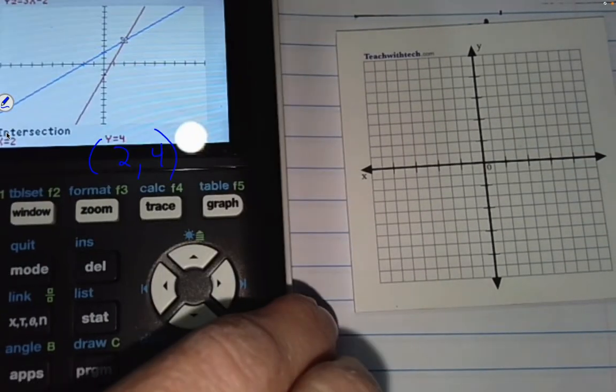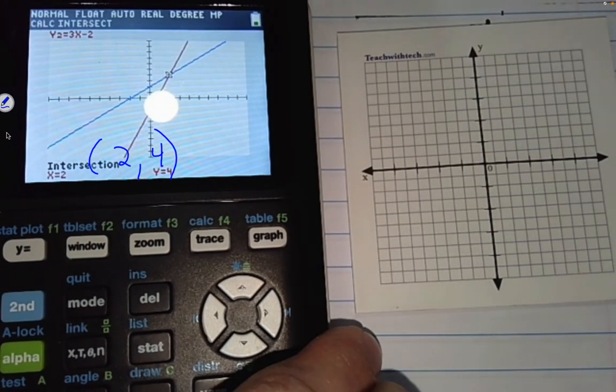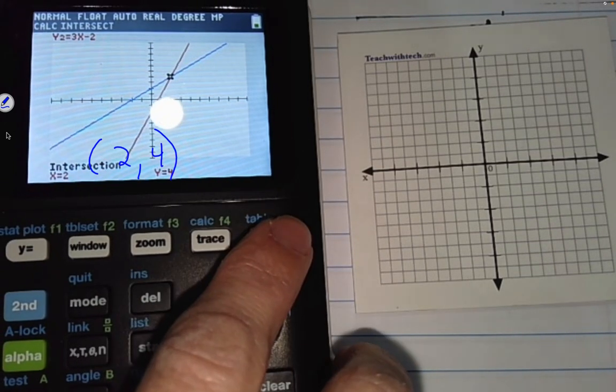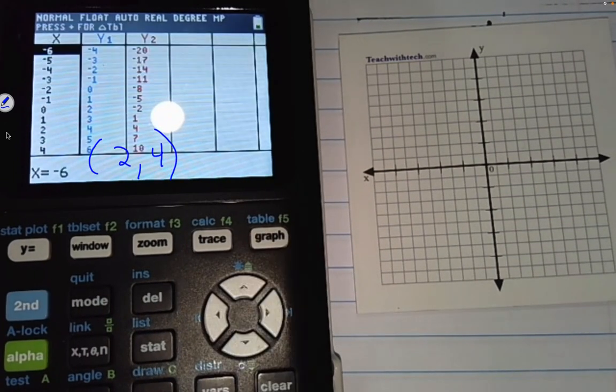So you're going to press on your calculator. I know that answer's right there. That's fine. We need to go to our table. So press second table. And do you see all these numbers? I have my blue line right here. And that's my red line right here. You get to pick some ordered pairs. I don't care which ones.